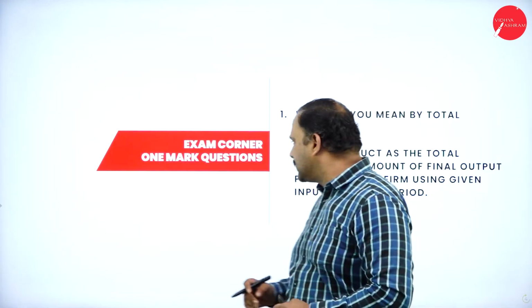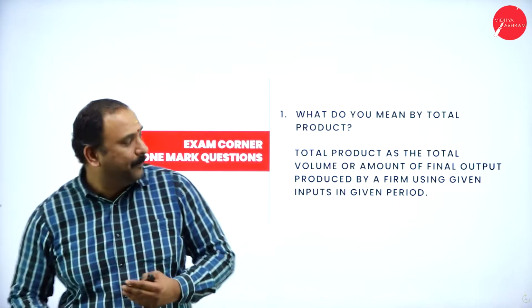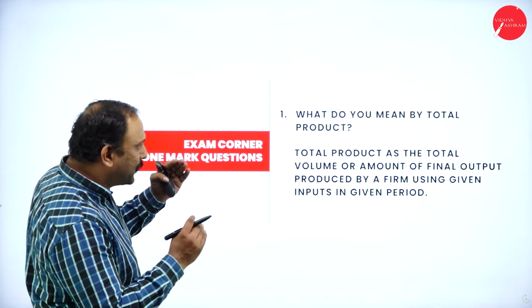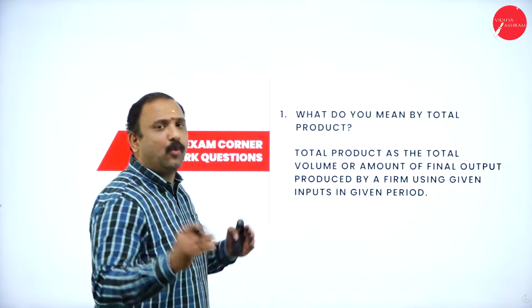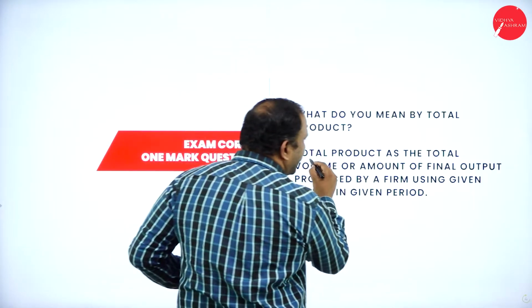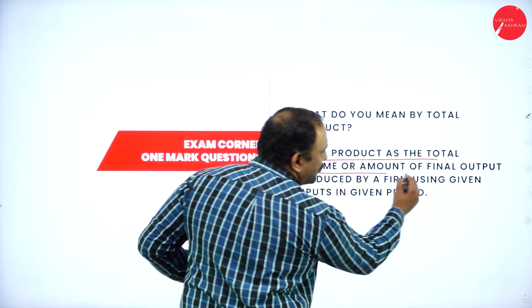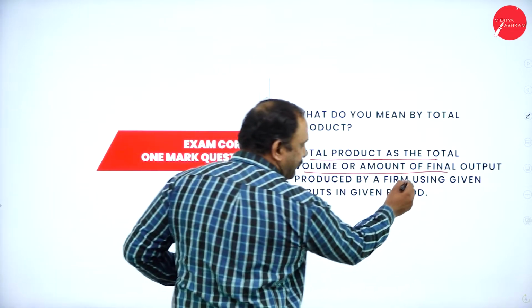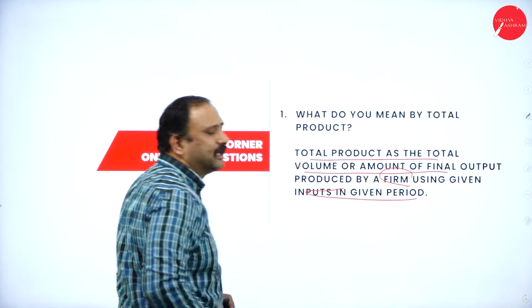Starting with the 1-mark questions, we have the first question coming up. What do you mean by total product? Just look at the question. They're just asking you, what do you mean by total product? Total product is the total volume or amount of final output produced by a firm using inputs for a given period.